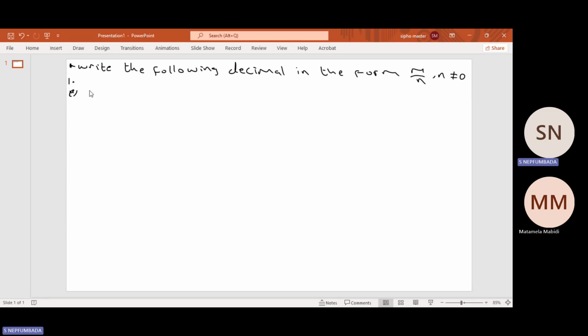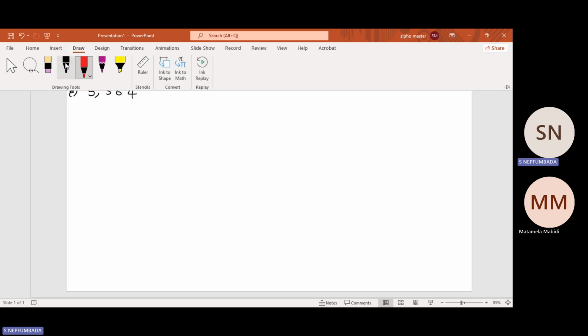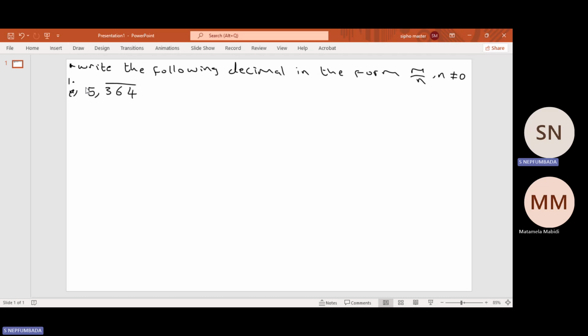On A, we're given 5.3 6 4 recurring. So how do we answer such kind of an equation? We let x be equal to what? 5.364 recurring. And this is our equation 1. So how many digits are repeating? 3. It means we're going to multiply by 1 and 3 zeros.